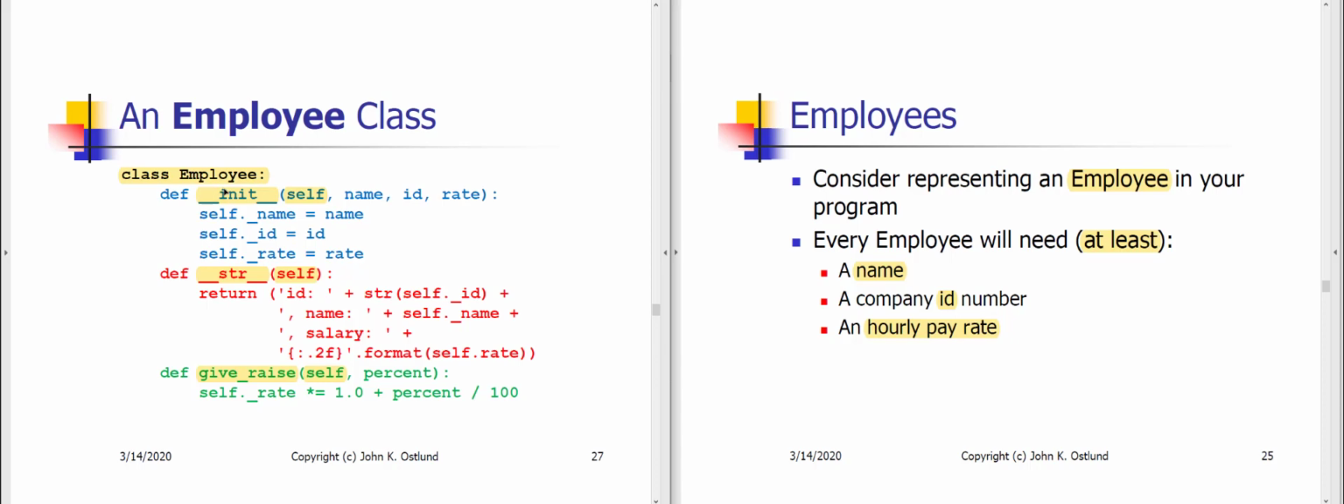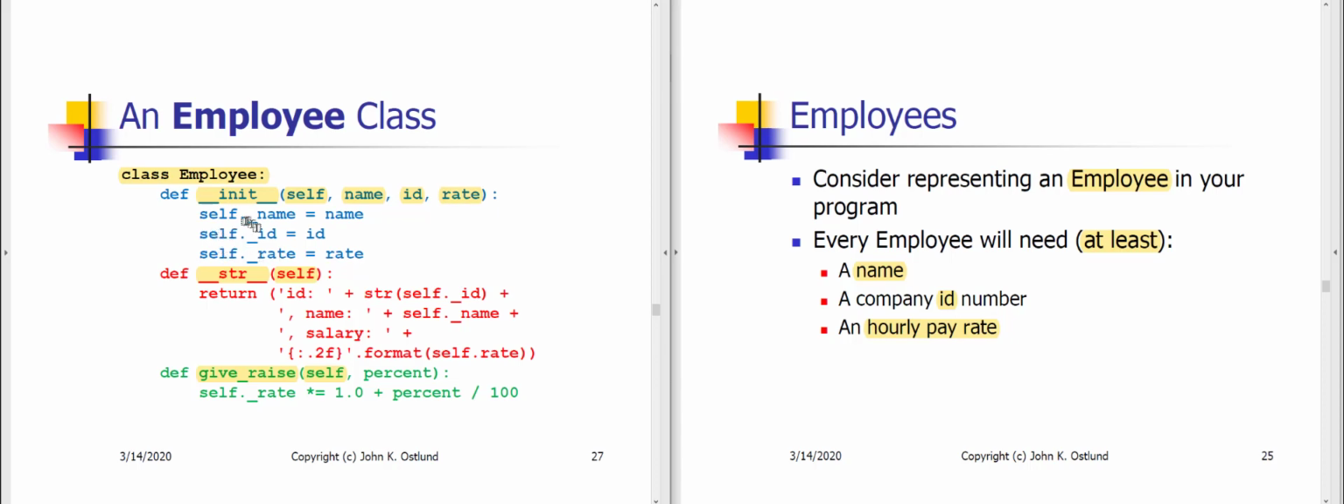Now, when we initialize an employee, what that means is that we need to have variables that contain the knowledge about the current employee. The knowledge that we expect each employee to keep track of about itself are the name, the ID number, and the rate. And so these are passed in as arguments. Name, ID, and rate come in as three argument values.